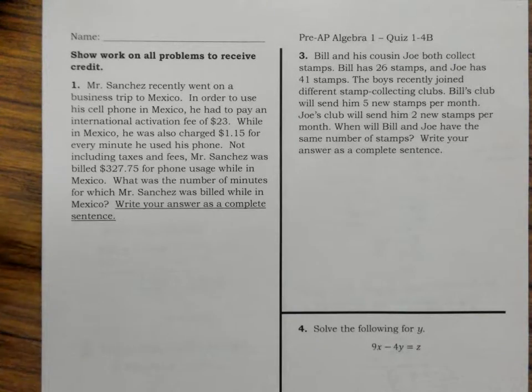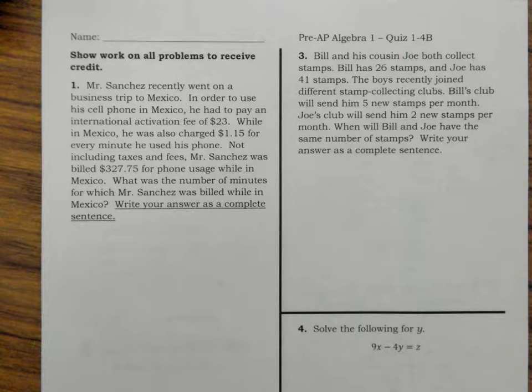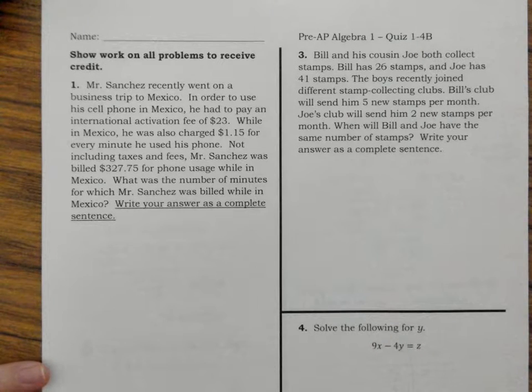Okay, so this is going over quiz 1 4B, and you need to write down the work for the problem, and then if you missed that question, you have to explain why you missed it. You will still need to come in at lunch next week in order to retake the quiz to try and get a better grade.